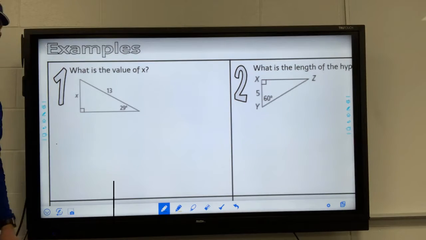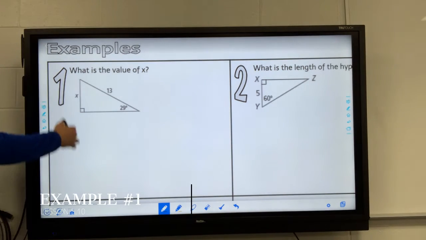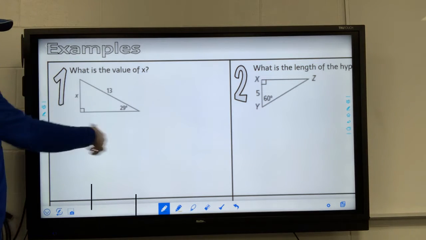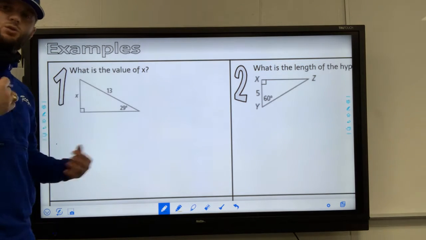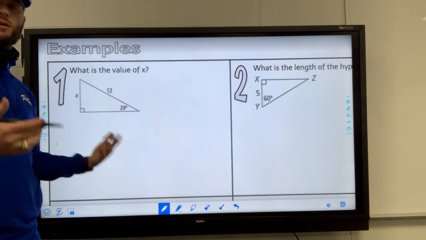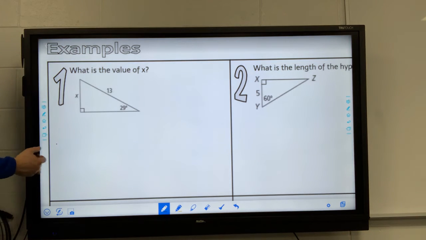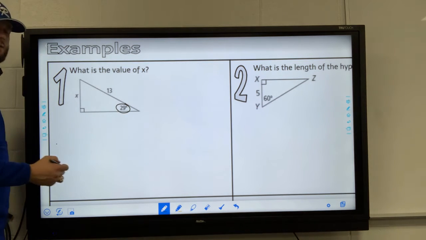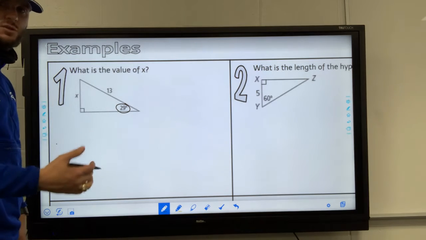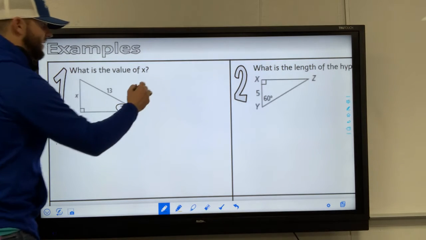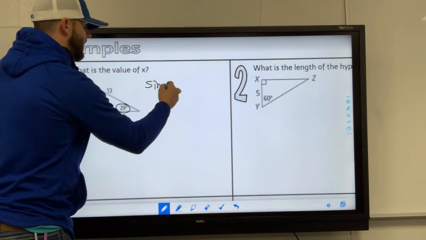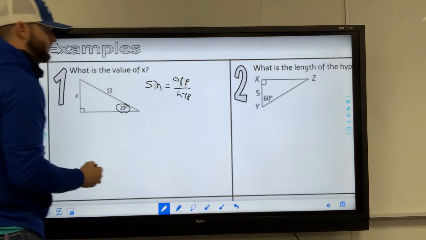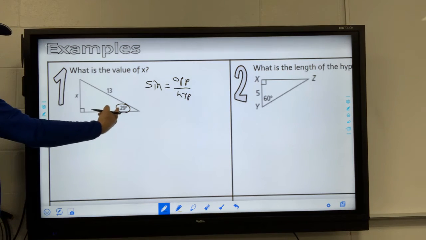All right, guys, so on example number 1 here, it says, what is the value of x? The one thing you need to recognize is I have a right triangle. Trig ratios can only be used on right triangles. So let's go ahead and look. I've been given angle 29. So that's going to be the angle that I'm going to reference within my sine. So that means the sine is going to be opposite over hypotenuse, okay? In this instance, I'm doing the sine of 29.